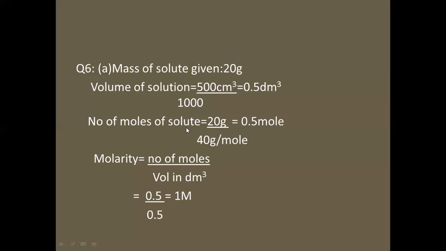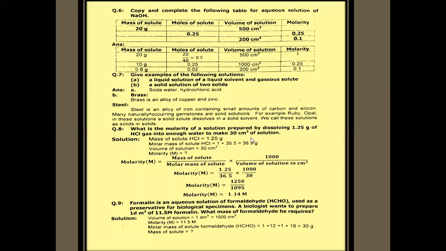Number of moles of solute we can find out by using the formula mass in gram divided by molar mass of sodium hydroxide. So the answer is 0.5 moles. And now we will use the molarity formula, number of moles over volume in decimeter cube. Number of moles is 0.5 mole, and volume after converting into decimeter cube is 0.5. The answer is 1 molar. So we get number of moles 0.5 and molarity 1 molar.